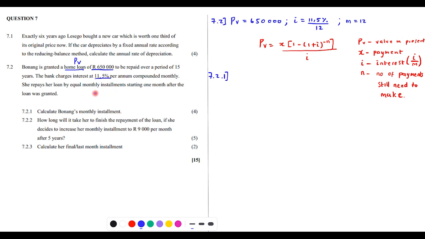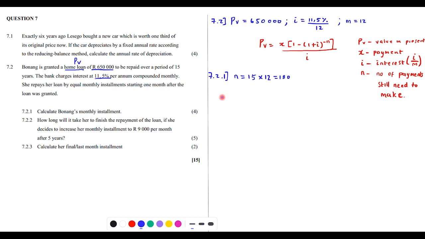The first question says, let's calculate Bonang's monthly payment. So here we want to calculate Bonang's monthly payment, given that Bonang pays the money that she owes according to the contract. This means we need to know n. If Bonang pays for a period of 15 years, that means the payments are going to be for 15 years, right? And then we multiply this by 12, which will give us 180. Now I know that n is 180, so I'm going to be working with that.